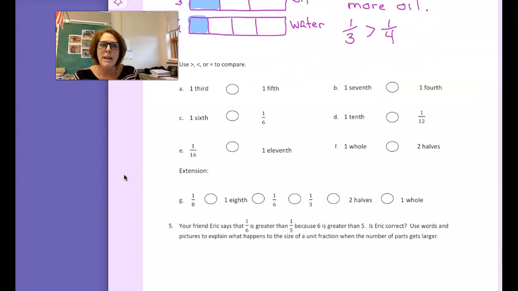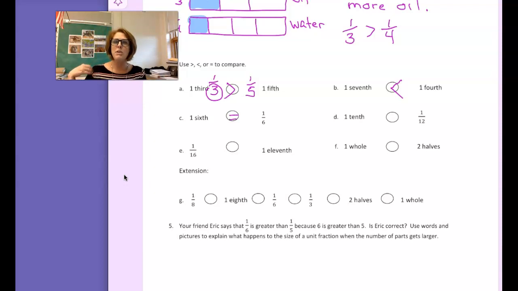We're going to use greater than, less than, or equal to compare 1/3 and 1/5. Now, if we think about fractions, remember the smaller number is actually larger. If you need to draw a picture, go ahead. Letter B, 1/7 is greater than, less than, or equal to 1/4. What do you think? 1/7 is less than 1/4. Letter C, 1/6 and 1/6. They are equal. They are the same.